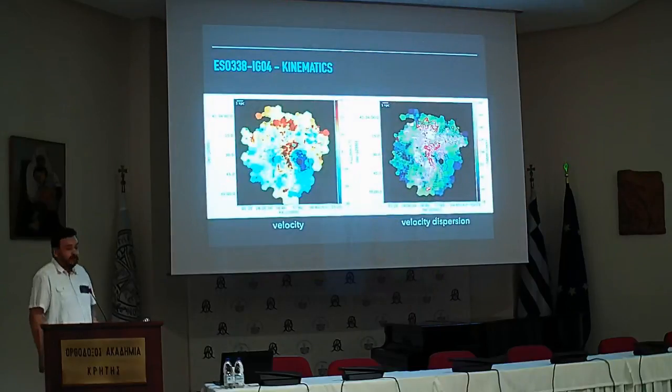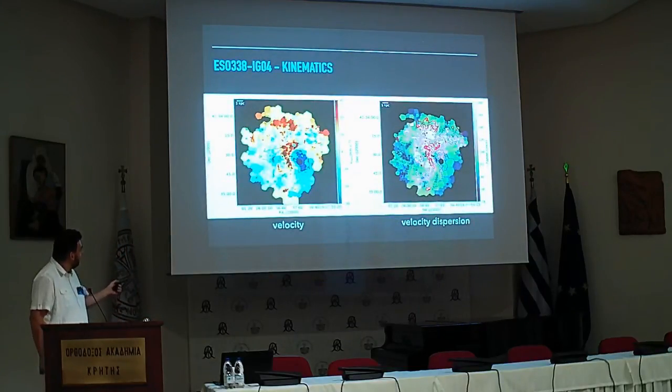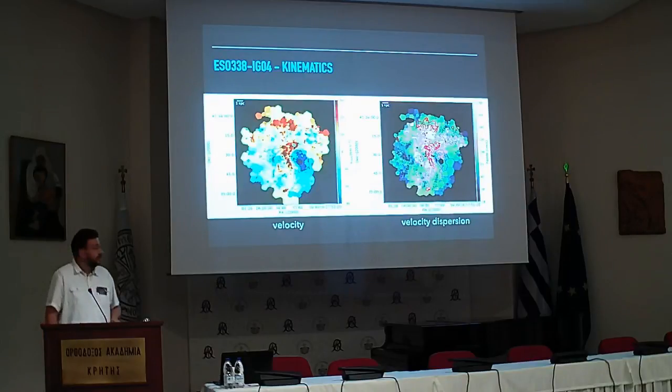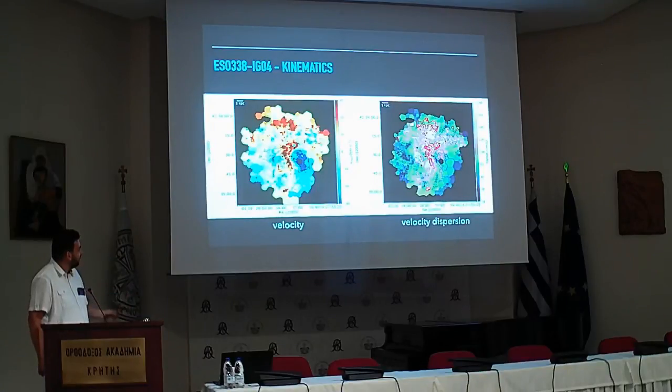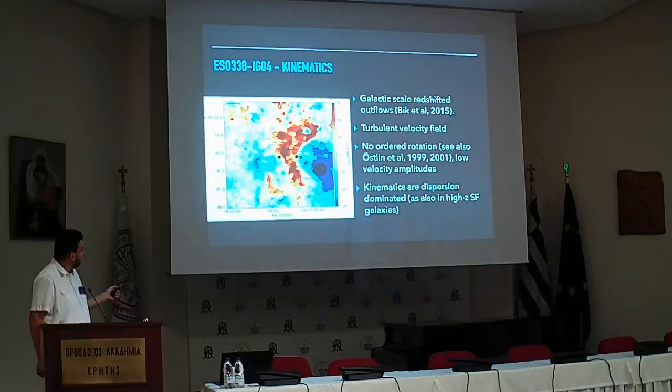Now we can look at the kinematics, which do not make it easier. As you see here, to the left, this is the velocity map. The velocities are relatively low, only plus or minus 30 kilometers per second. And this is the velocity dispersion map, which varies between 20 and 180, 200 kilometers per second. If we zoom in a little bit into the velocity map here in the center, you see this redshifted emission to the north, this complex, and one to the south, which look like galactic scale outflows.